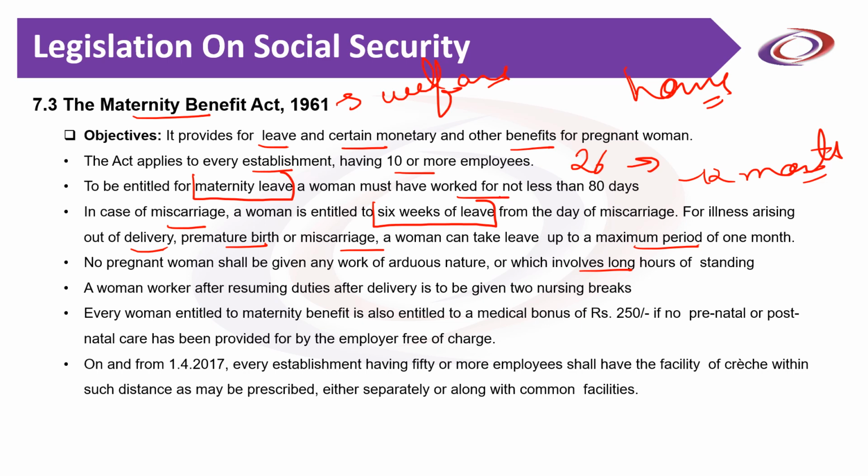A woman after resuming her duties is to be given at least 2 nursing breaks. Additionally, a woman is entitled to a medical bonus of rupees 250 if no prenatal or postnatal care has been provided by the employer. Now, from 2017, every establishment that has 50 or more employees shall provide the facility of a crèche as well, within such distance as will be prescribed. Other common facilities also have to be provided. Benefits such as free medical aid, maternity bonus, provision for crèches, all of these are covered under this Act.